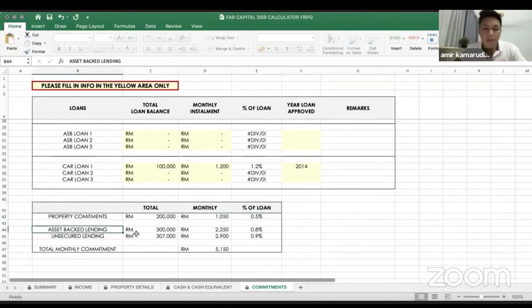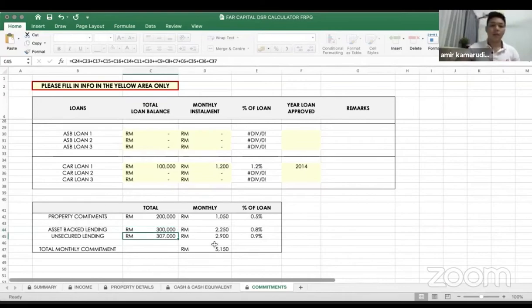We have asset back lending. Asset back lending maksudnya pinjaman kita yang ada aset berdasarkan aset rumah, kereta. So kalau kita tak boleh bayar, diorang boleh tarik aset-aset ni. Unsecured lending maksudnya lending yang tak ada aset lah untuk back kirap. So personal loan for example, kalau kantoi lah. So we have in total here commitment, kita ada total monthly commitment.